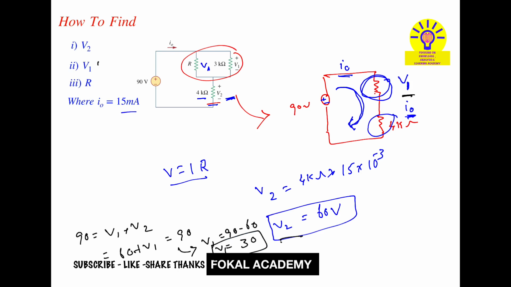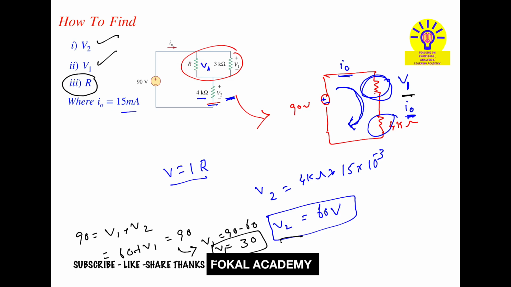Now we got V1 and V2. Now you want resistance R. How can you find it? In this circuit, we know the voltage across resistor R, but we want the resistance value. If you know the current in this resistor, we can easily find the resistance R value by using Ohm's law. Voltage is the same, so whatever V1 we got, that is the voltage across R. That is 30 volts is also there at resistance R. If you know the current in the resistance R, then we can easily find the resistance R value.